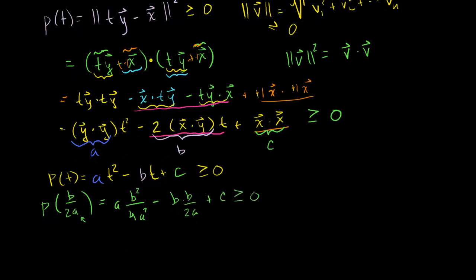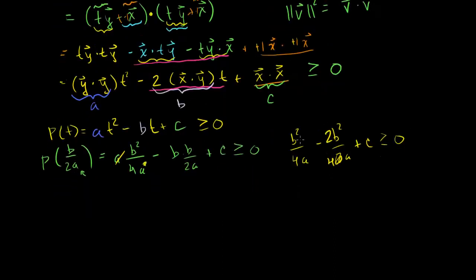Now, if we simplify this a little bit, what do we get? Well, this a cancels out with this exponent there, and you end up with a b squared right there. So we get b squared over 4a minus b squared over 2a, that's that term over there, plus c is greater than or equal to 0. And let me rewrite this. If I multiply the numerator and the denominator of this by 2, what do I get? I get 2b squared over 4a. And the whole reason I did that is to get a common denominator here.